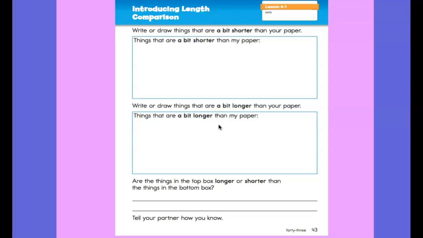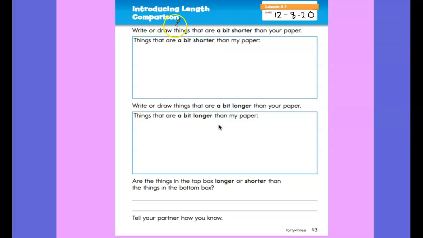Here's what you're going to do today. There are 3 math journal pages, but I don't think they're going to take you very long. So you can write today's date. So it is the 8th of December. So you'll go ahead and write the date on yours.